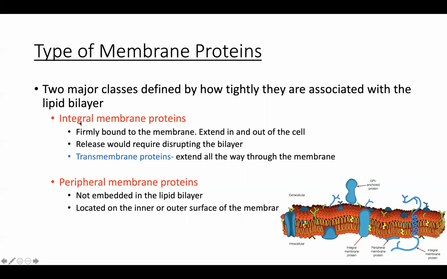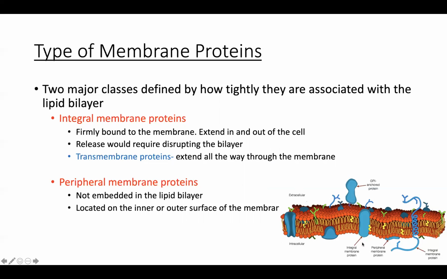Integral proteins, as the name suggests, are going to be those proteins that are firmly bound to the membrane, okay? Some of them can extend into and out of the cell, right? By definition, an integral protein, which is firmly bound to the membrane, would actually require that you disrupt the integrity of that lipid bilayer in order to remove that protein, right?